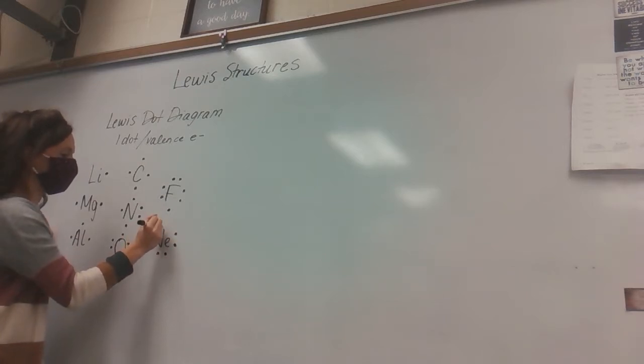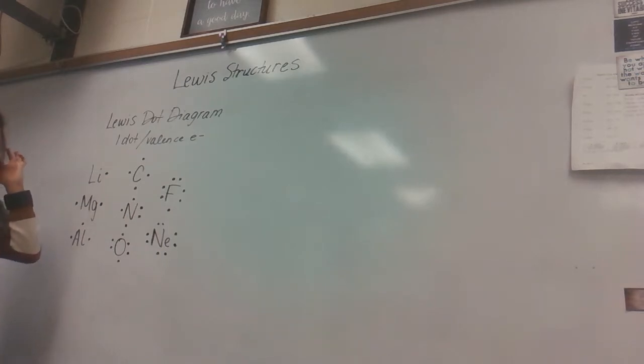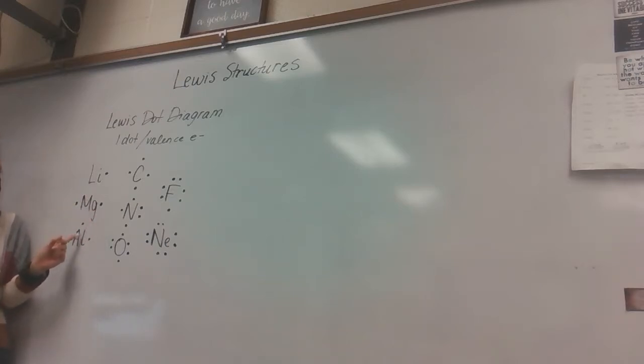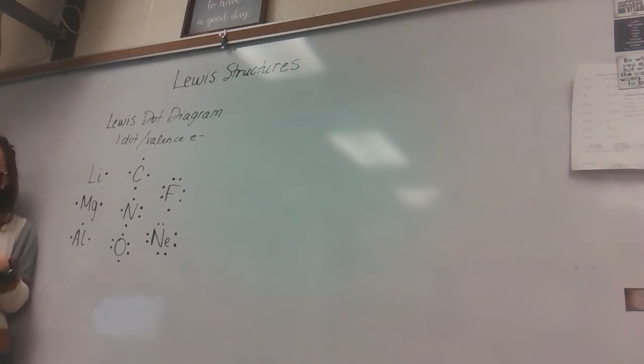So those are Lewis dot diagrams for elements. And it's just one dot per valence electron. And you don't pair them until you have to pair them. Those are really the rules. Questions about Lewis dot diagrams?